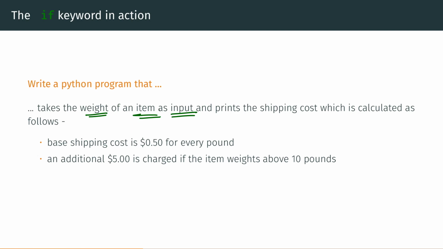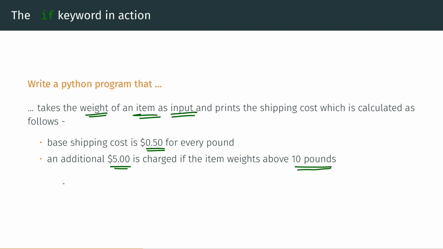So it takes the weight of an item as input and prints the shipping cost, which is calculated as follows. So there are rules for calculating the shipping cost. So the base shipping cost is 50 cents for every pound, right? 50 cents for every pound. And there is an additional charge, or surcharge, of $5 if the item weighs above 10 pounds.